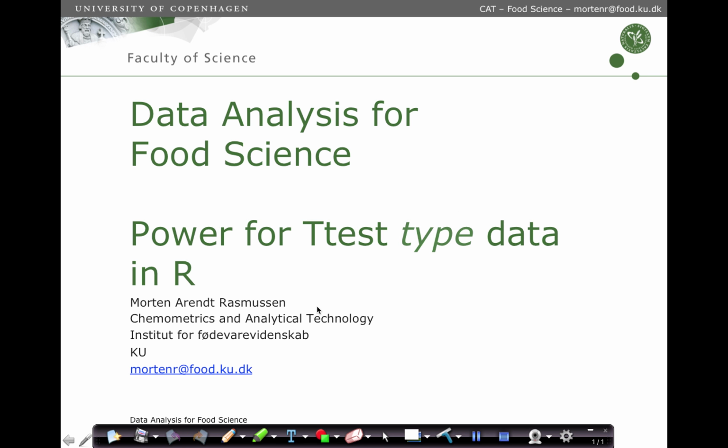In this video, we are going to cover how to calculate the power for t-test type data in R. If you have not seen the previous video where we go through the math behind the power calculation, you should please do so before seeing this video.